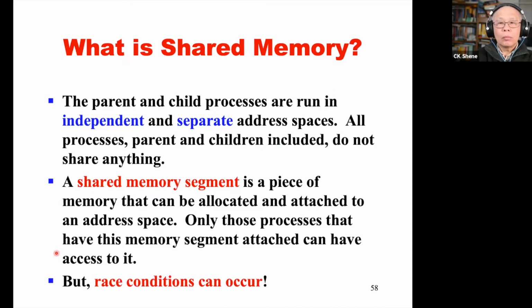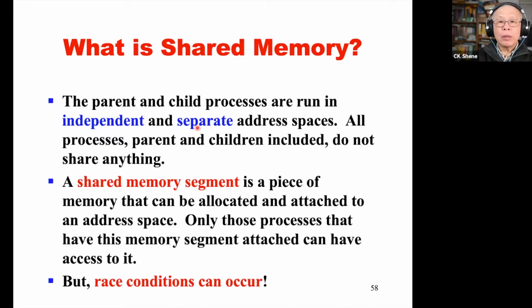In all previous examples, those concurrently running processes run independently. Once a child process is created, there's no way to communicate with it. In other words, as defined by the fork system call, the parent and the child processes are running in independent and separate address spaces. They do not share anything.